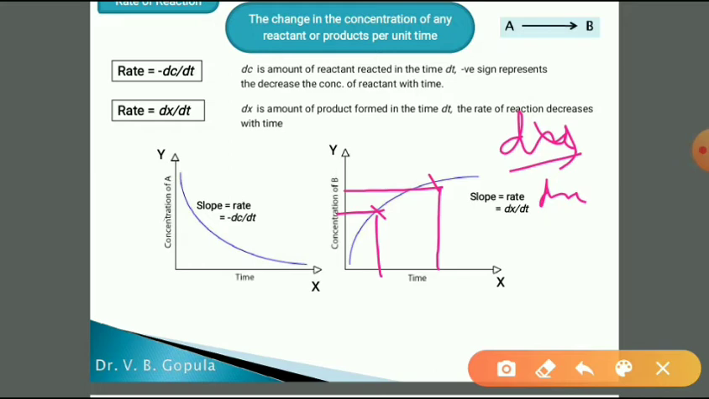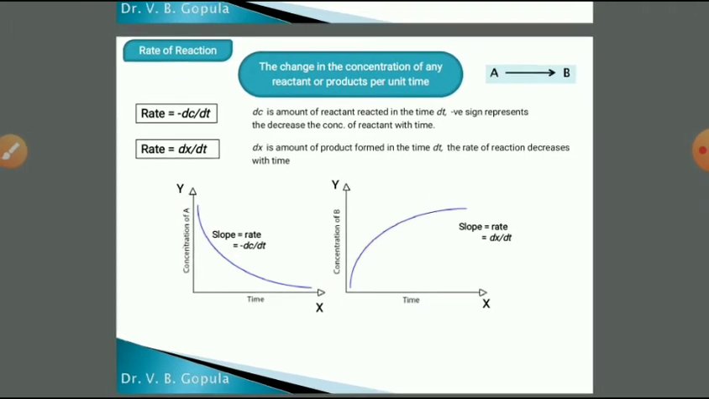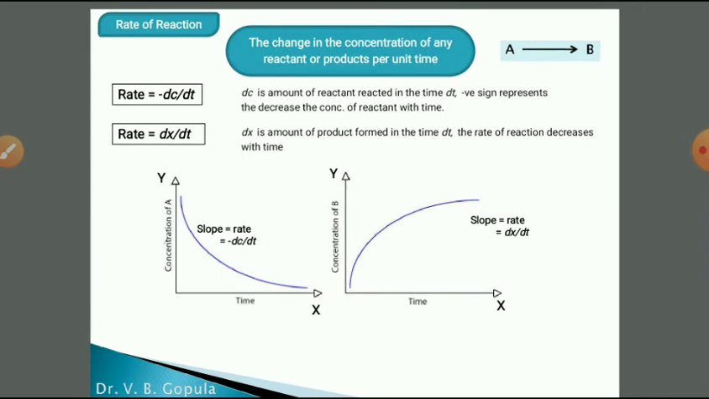So these are the graphs associated with the rate of the reaction. If you see closely, with respect to the reactant, the concentration always goes on decreasing, while with respect to the product B, the concentration goes on increasing. So these are the two graphs associated with the rate of the reaction with respect to the product and the reactant.